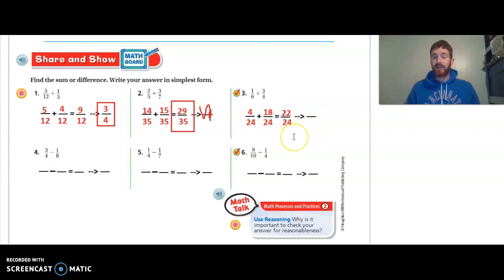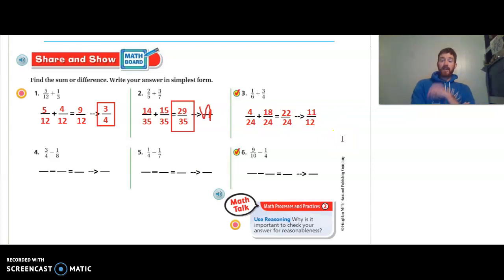Now, if I just told you the least common denominator is 12, if I look at these, 22 and 24 are both even numbers, so I can divide those each by 2. And hey, look at that. When I do that, 24 divided by 2 would be 12. 22 divided by 2 would be 11, and that's going to be my answer.